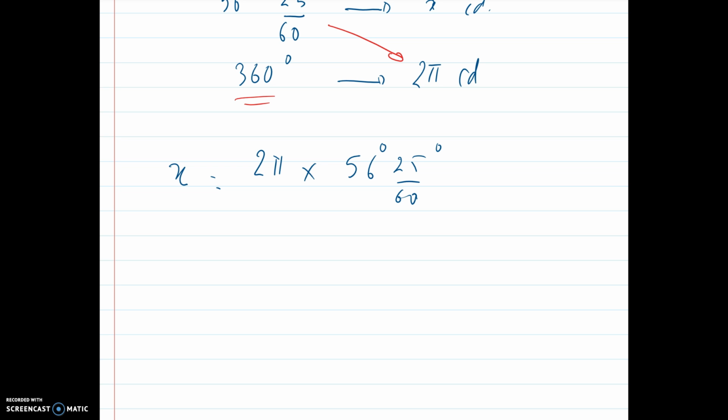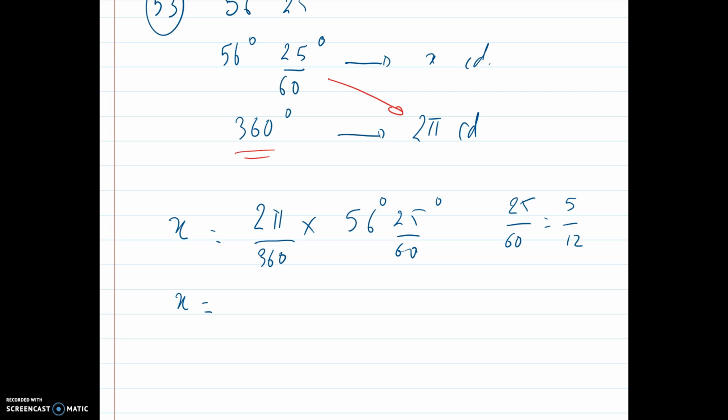Maybe I can simplify, because 25 is 5 times 5, 60 is 5 times 12, so 5 over 12 degrees. So this 25 over 60 can be simplified as 5 over 12. And there, at the end of the day, you are supposed to divide by 360, and you end up having x for number 53 equal to 0.985 radian.